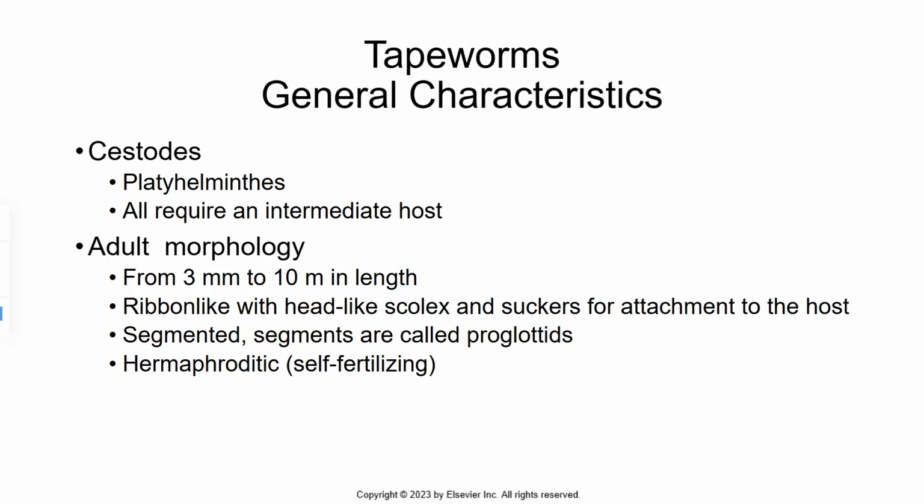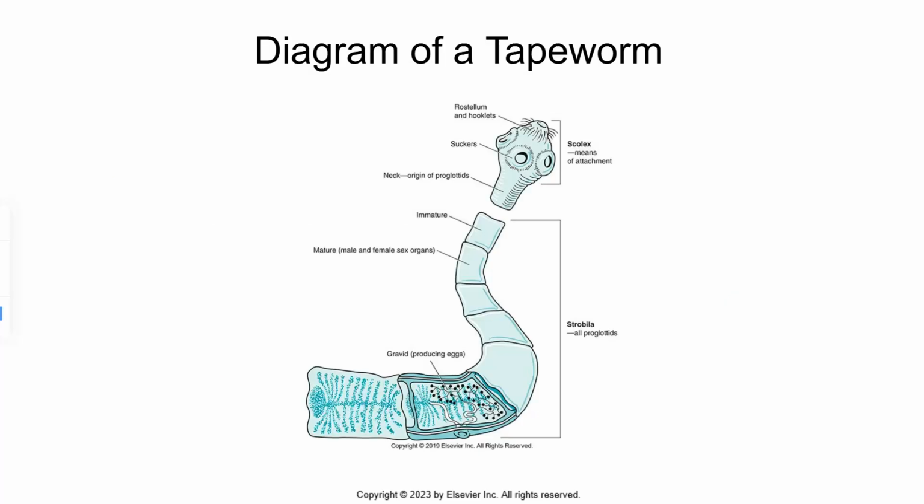They're ribbon-like with a head-like scolex and suckers for attachment to the host. They are segmented, and each one of the segments is called a proglottid. They're hermaphroditic, in other words, self-fertilizing. So here's the head, or scolex, and the scolex allows it to attach to typically the intestine. And then you have all of these individual segments called proglottids.